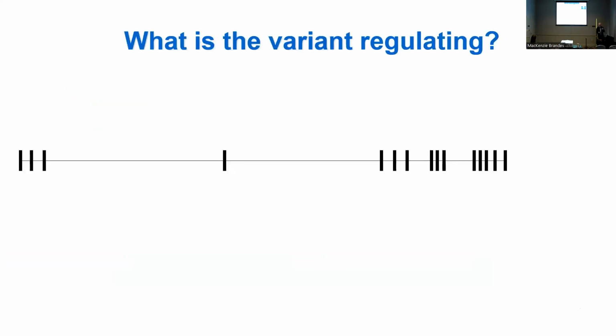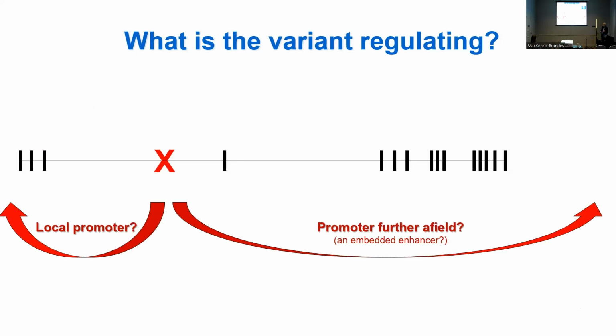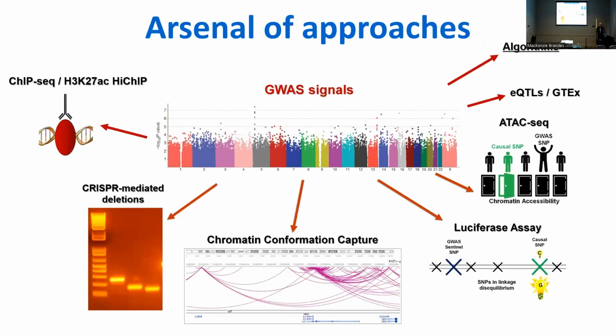So really the question I think a lot of us are trying to ask in the field is, we've got a variant that's typically non-coding. It's either intronic or intergenic. Is it driving the nearest gene, or is it driving a gene further afield? And to do this, there's an arsenal of approaches that people are using. I'm not the only person trying to answer this question.